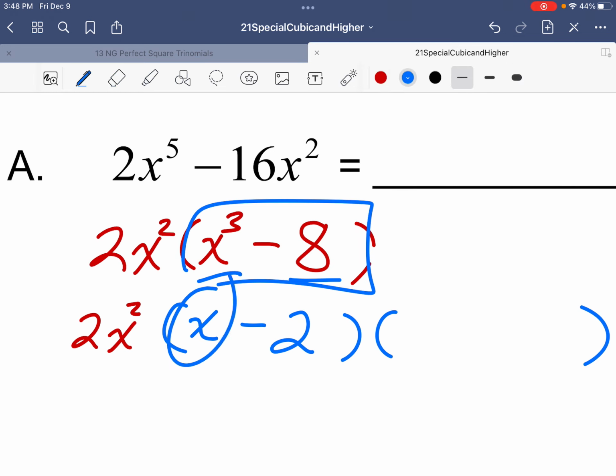Now, once you figure out where these numbers came from, you just want to square the first one. So if I square that, I get x squared. I want to square the number 2. That's going to give me 4. And then you multiply these together, and that gives you negative 2x.